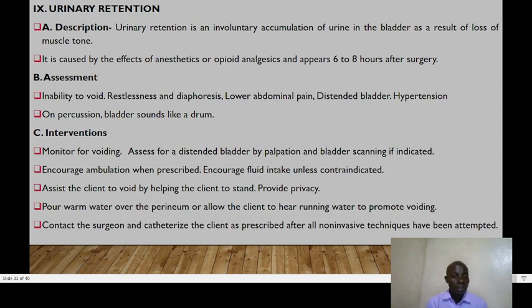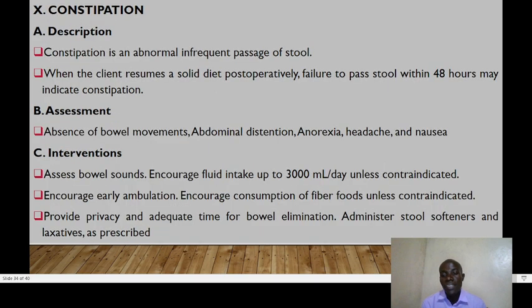You need to assist this patient to void by helping the client stand, and also provide privacy. You can also pour some warm water over the perineum or allow this patient to hear some running water. Sometimes this normally promotes voiding. Conduct the surgeon's orders and catheterize the patient as prescribed after all non-invasive techniques have been attempted.